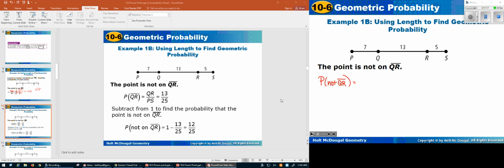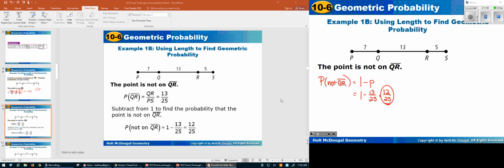So if you're thinking, I want to do 1 minus the probability, then you have to find the probability. 13 is not your probability. Remember, probability is a number between 0 and 1. So you could do it as 1 minus the probability that it would occur. So the probability would be 1 minus 13 over 25, which is 12 over 25. And will that reduce? Nope. So that's our answer.